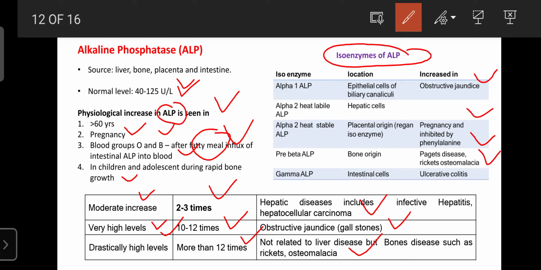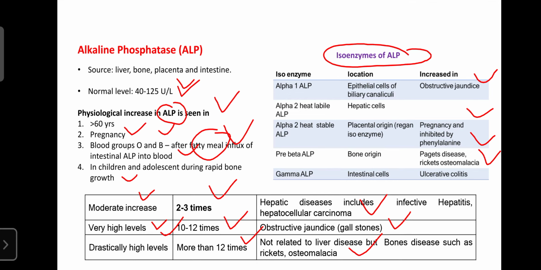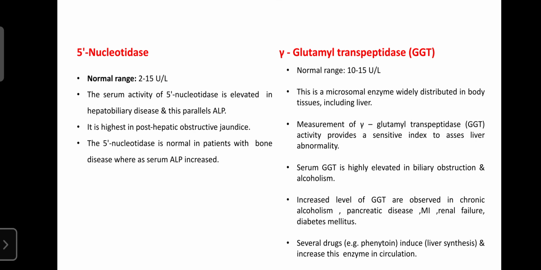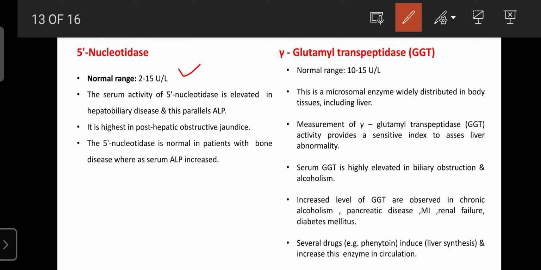Regarding obstructive jaundice, the alpha 1 ALP is helpful. But in the case of other diseases, the other isoenzymes of ALP are used to diagnose or confirm the disease. So the next one is 5 nucleotidase. The normal range is 2 to 15 units per liter.